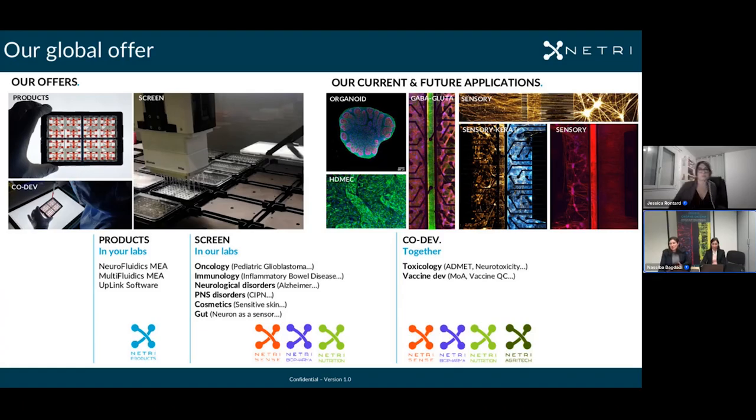Of course, we do sell our devices directly to our clients, but we have our own R&D labs in biology, where we develop different types of models. So we also propose screening services and co-development to create new models that we don't have in our lab yet. We're trying to target different types of application, going from oncology and immunology to cosmetics and gut.